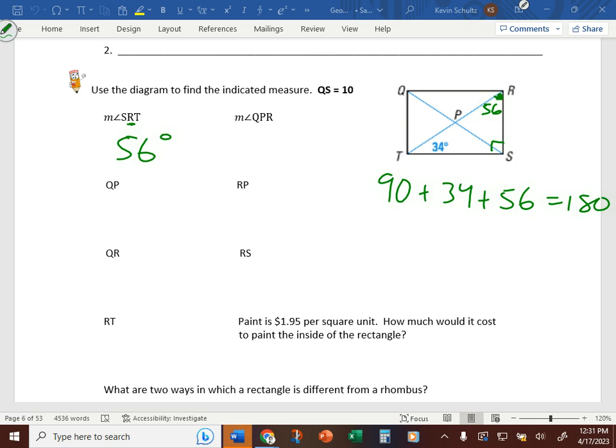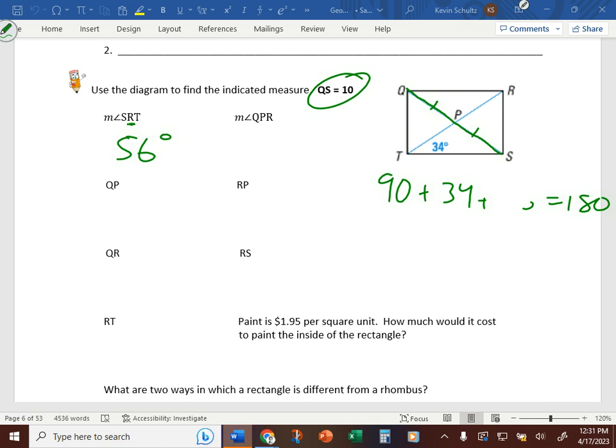Others? Sophie? QP. Okay. So QP is this part of the diagonal here, which means that we need to get the whole diagonal. We actually need to get QS because we know that QP is congruent to PS. Whatever QS is, QP is going to be half of that. We're given QS. Well, there you go.